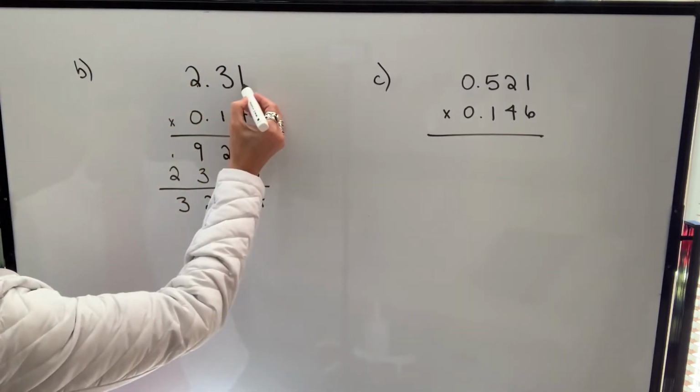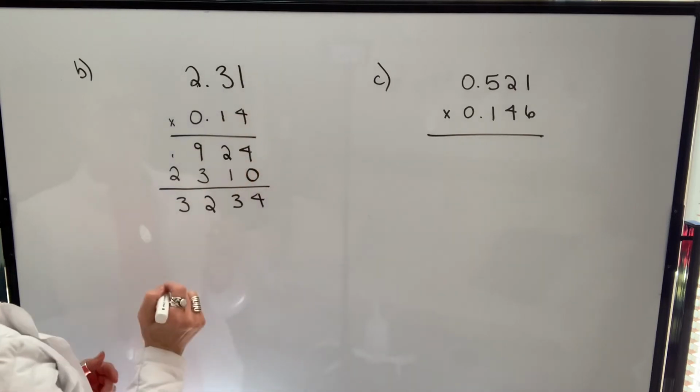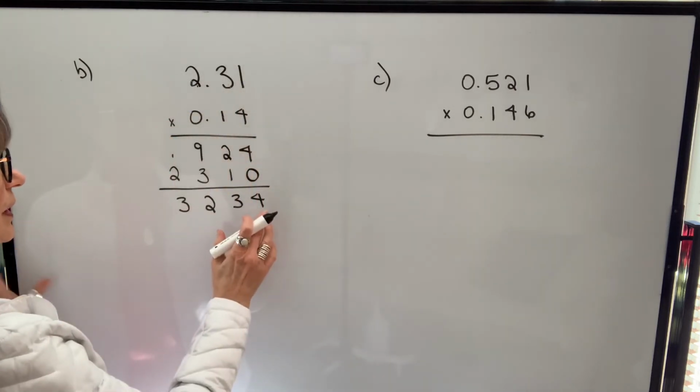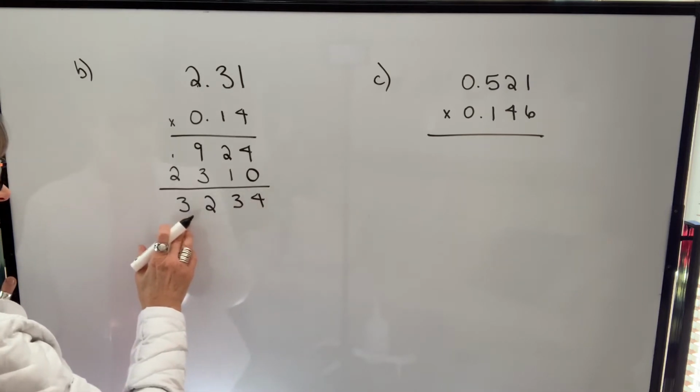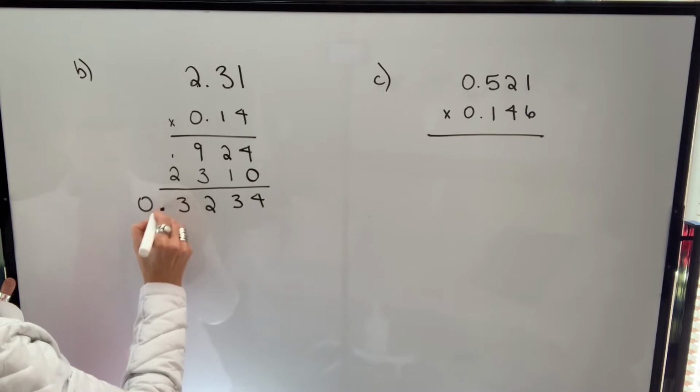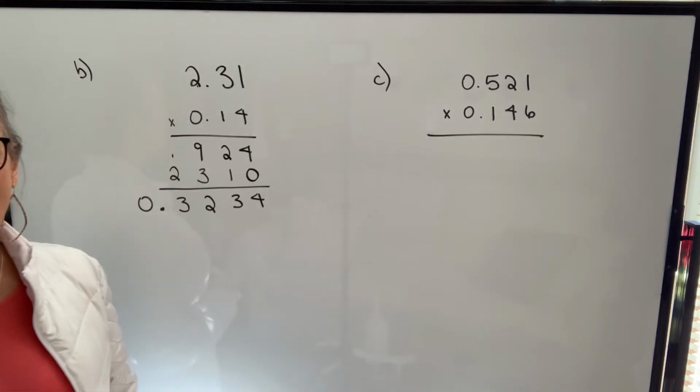However, I have 1, 2, 3, 4 digits in the decimal values for those two numbers, which means I need a total of 4 digits in my answer past the decimal point. So my answer will be 0.3234.